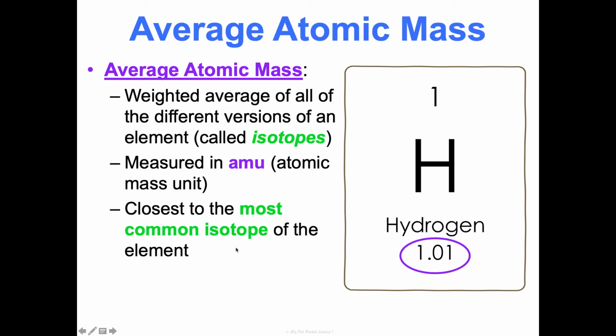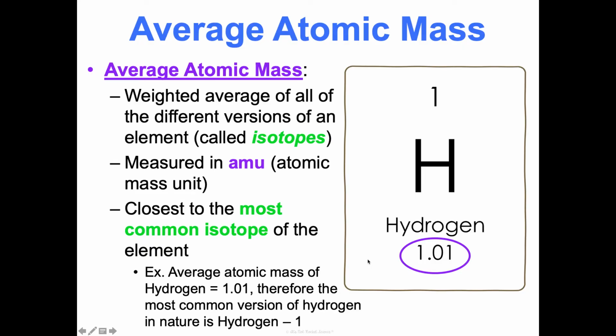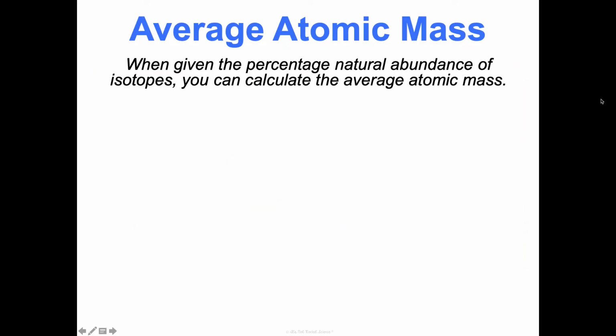And so that's what we're going to see here. So yes, there are hydrogens that have a mass number of 2 that have 1 proton and 1 neutron, but most hydrogens are hydrogen 1 that are 1 proton and 0 neutrons. And so that's what we're going to see reflected here in this average atomic mass. Looking at this is how I know what's the most common version of hydrogen, what's the most common isotope, based on this weighted average. I can look at the periodic table and discern that.